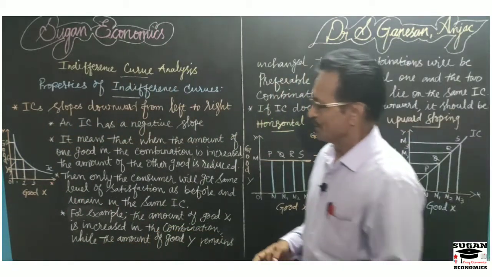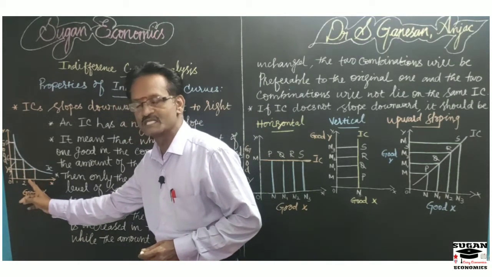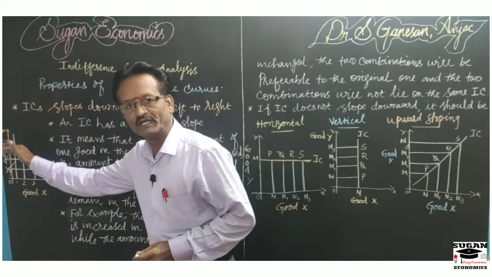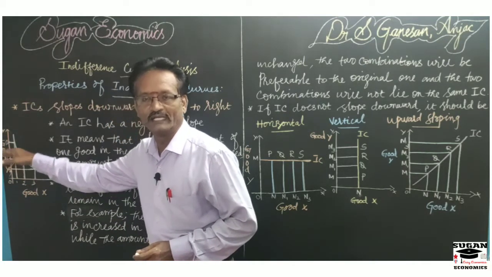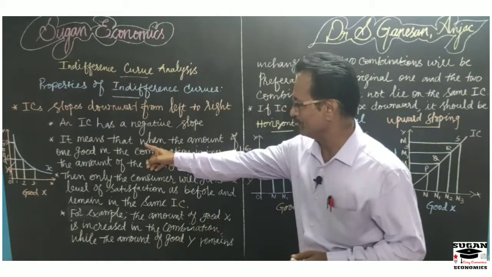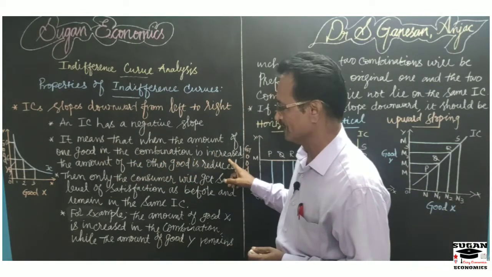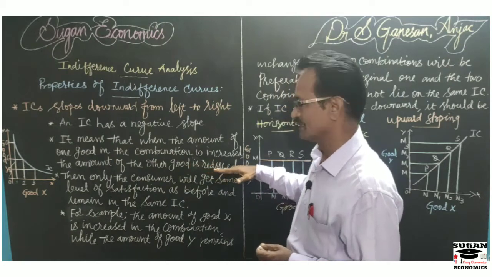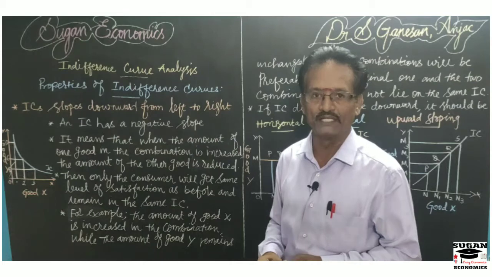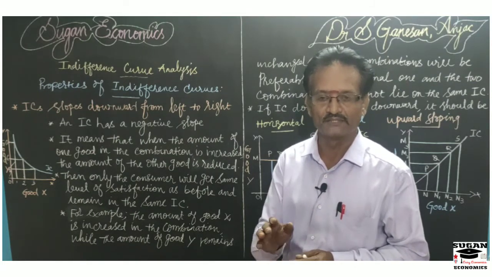So if a consumer moves from the first combination to the second combination, he is adding commodity X and giving up commodity Y, or reducing commodity Y. So when the amount of one good in the combination is increased, the amount of the other good is reduced, because the constraint to the consumer is the limited amount of income. The income of the consumer remains constant and given.